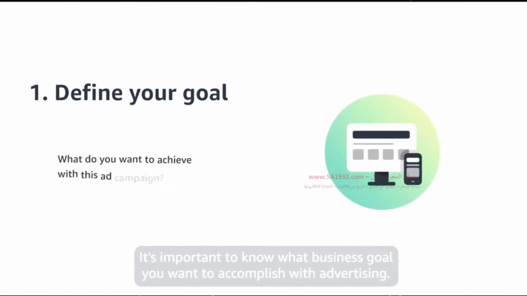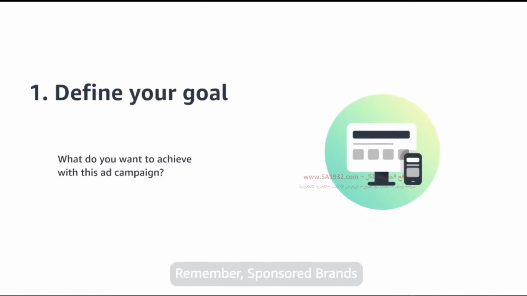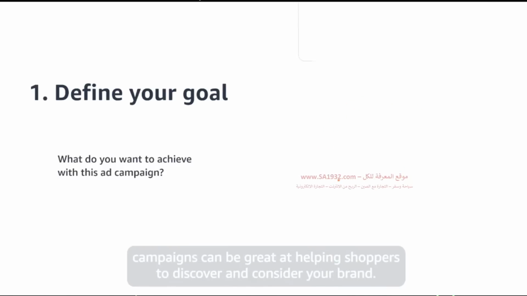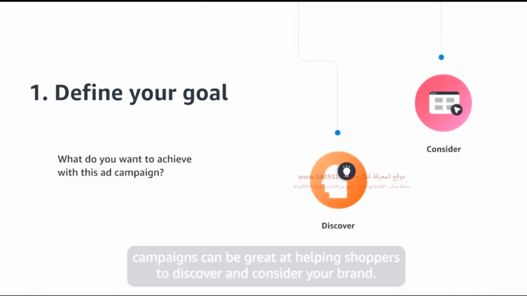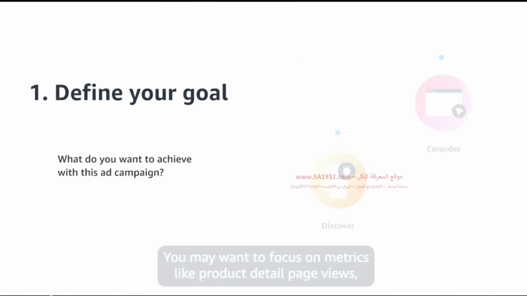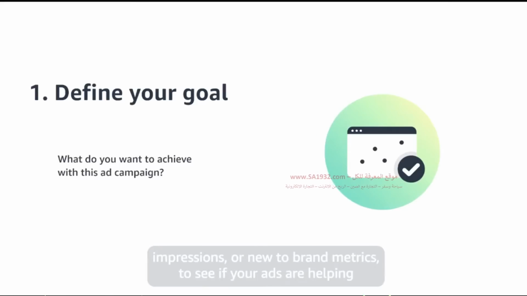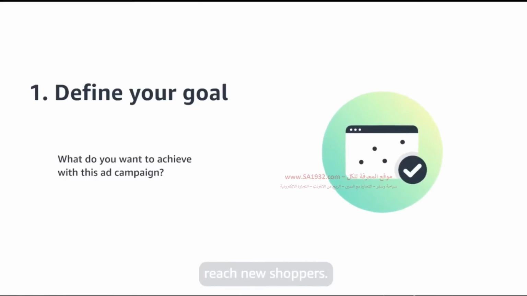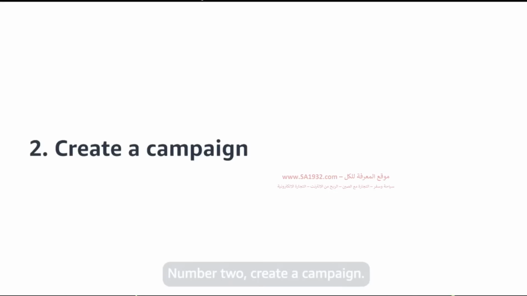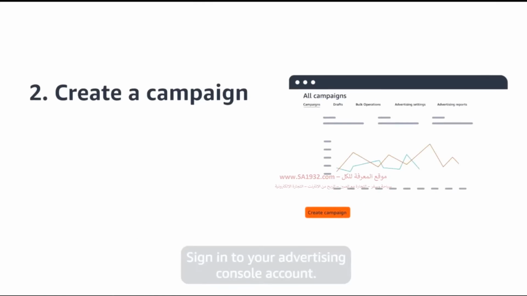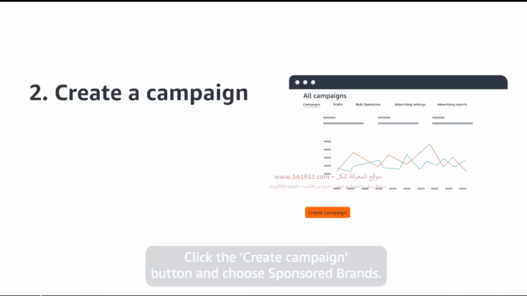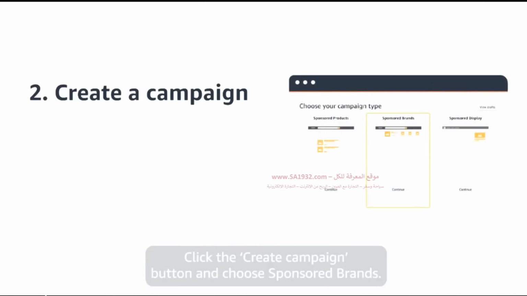It's important to know what business goal you want to accomplish with advertising. Remember, sponsored brands campaigns can be great at helping shoppers to discover and consider your brand. You may want to focus on metrics like product detail page views, impressions, or new-to-brand metrics to see if your ads are helping reach new shoppers. Number 2, create a campaign. Now that your goals are ready, sign into your advertising console account. Click the Create Campaign button and choose Sponsored Brands.